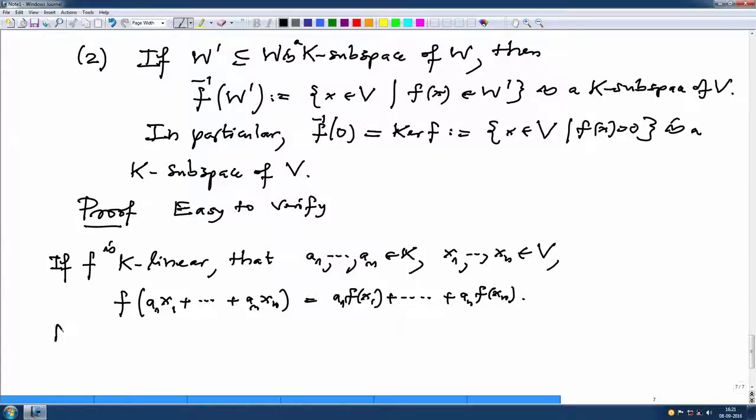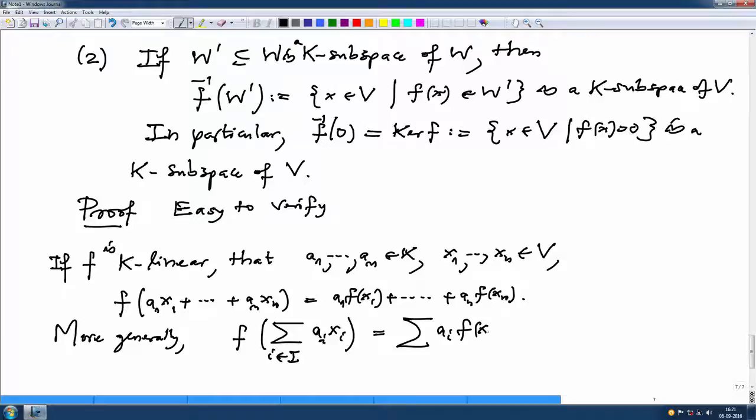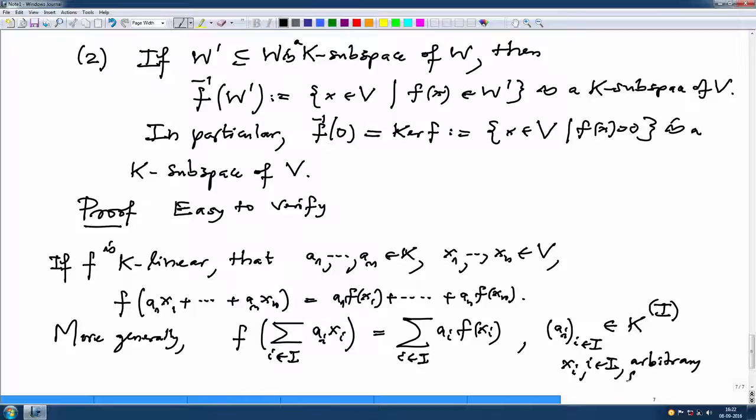Or even more generally, f of the linear sum over i in I of ai xi equals the summation of ai f of xi, where the tuple ai belongs to k power round bracket I. So, that means almost all ai's are 0, so this sum makes sense, and xi, i in I, is an arbitrary family of vectors in V. This is merely the earlier statement.